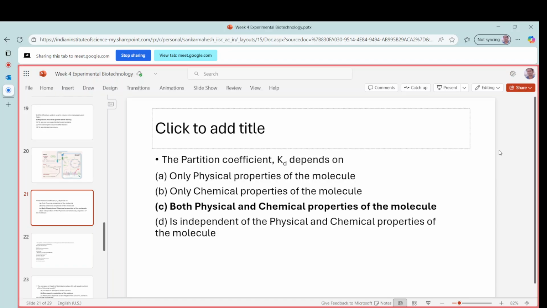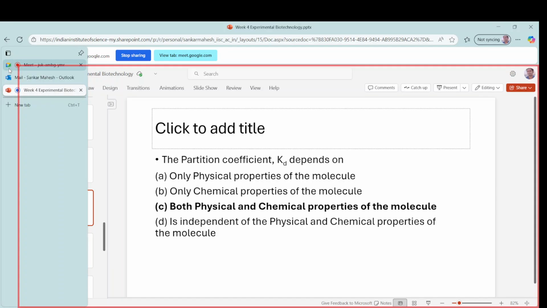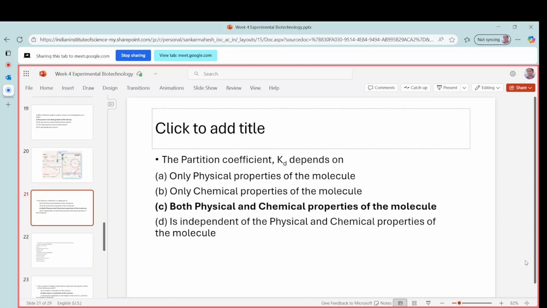Right. The next question: the partition coefficient Kd depends on dash. Only physical properties of the molecule, only chemical properties of the molecule, both physical and chemical properties of the molecule, or it is independent of the physical and chemical properties of the molecule. In the very first question, we discussed what partition coefficient is. If you know something about it based on what we discussed, you can try answering this question. You can take a couple of minutes to think about it, and then we'll discuss.